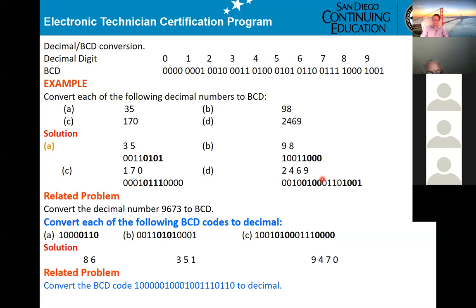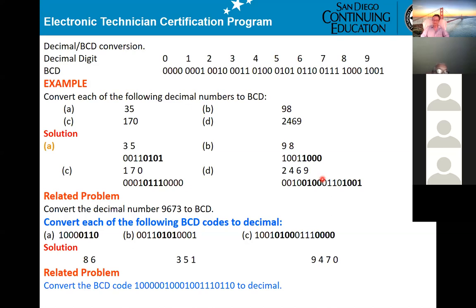Okay, so 9673 to BCD. Easy, right? Number 9 is 1001. Number 6 is 0110. Number 7 is 0111. Number 3 is 0011.